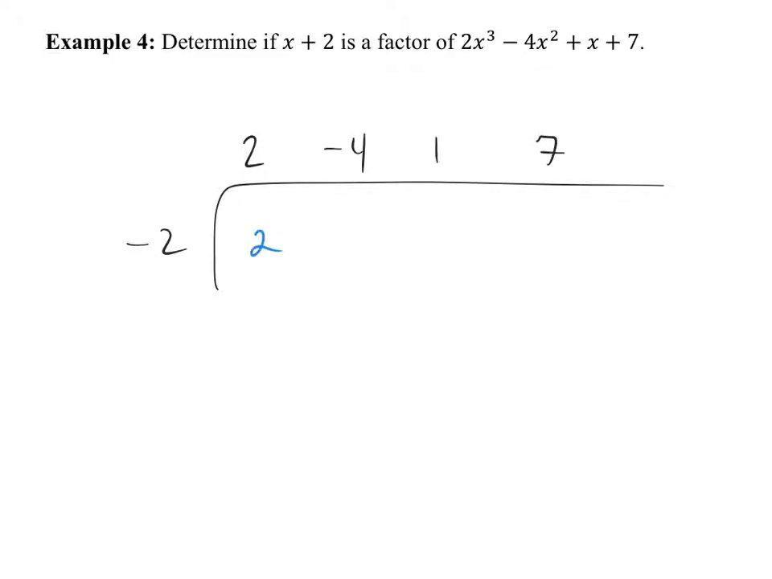Bring down the 2. Negative 2 times 2 is negative 4. Negative 4 is negative 8. Negative 2 times negative 8 is 16, and 1 is 17. Negative 34 and 7 is negative 27. Is this a root, or is it a factor, rather? No, because the remainder was not equal to 0.